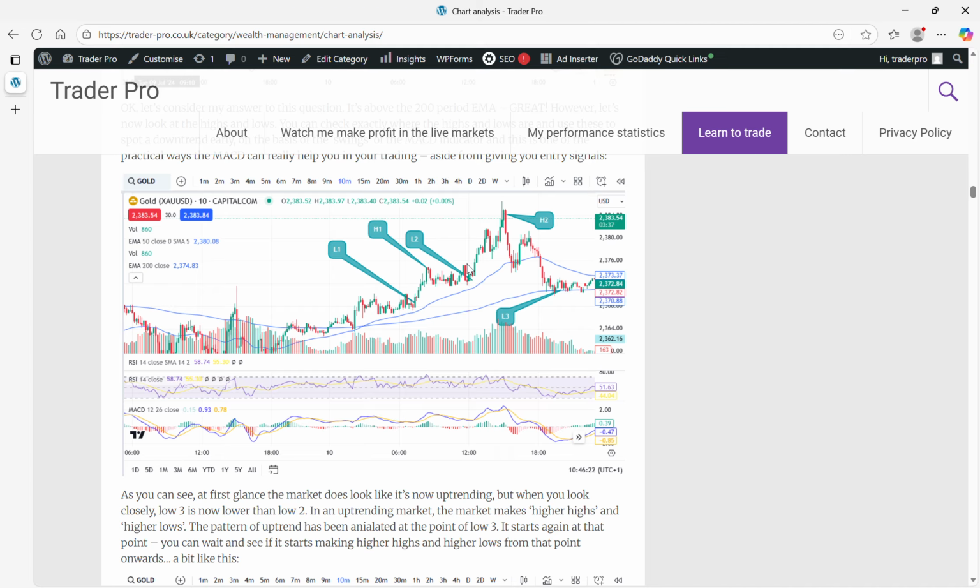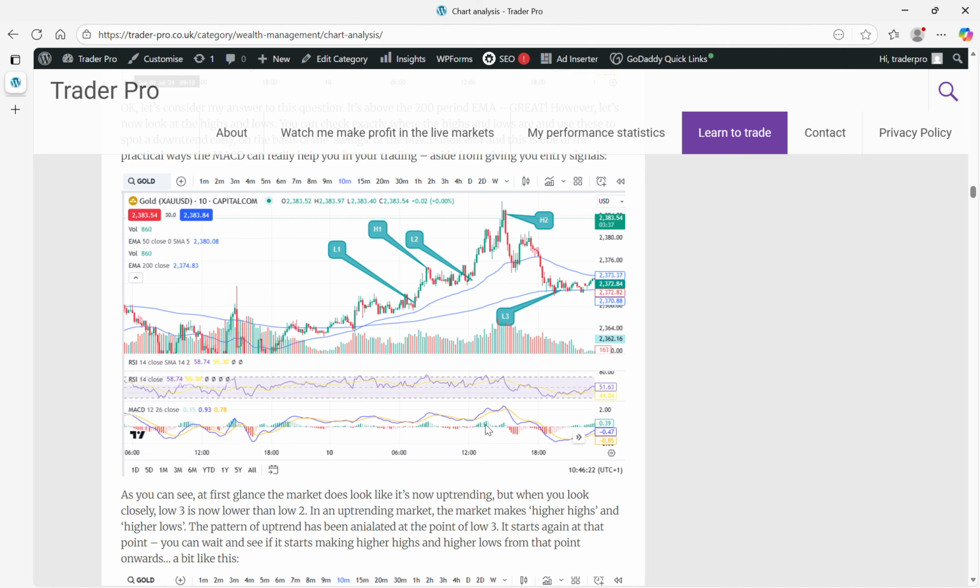The whole point of this is that if you want a market that's uptrending, you want to make sure that the highs are progressively higher than the previous ones, and the lows are progressively higher. So you can see here, high 1, then I put high 2. It's made another high here. Low 1, low 2. And then what happens here?